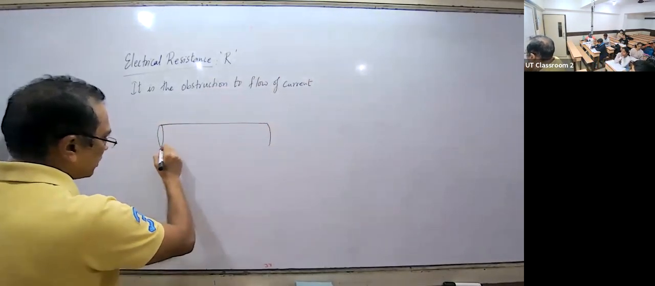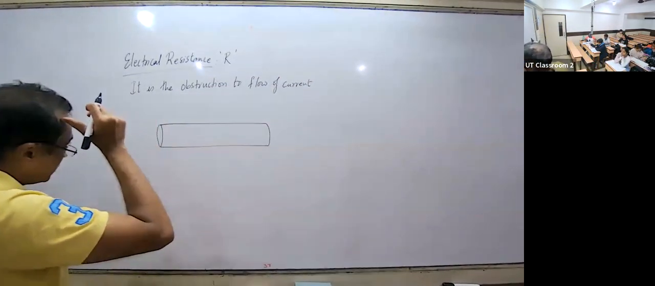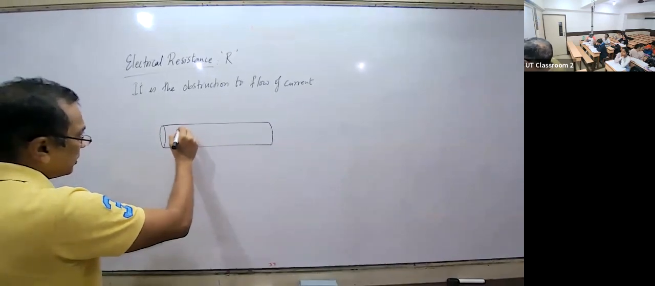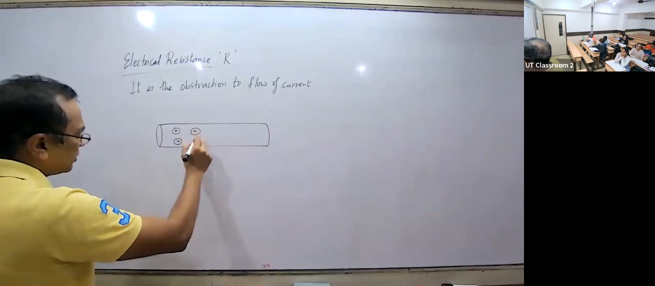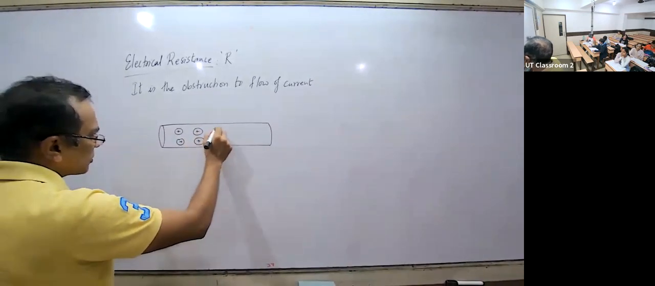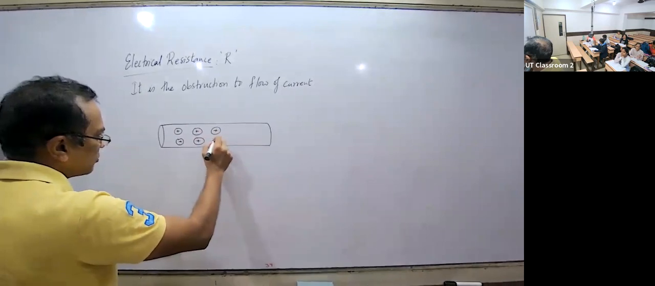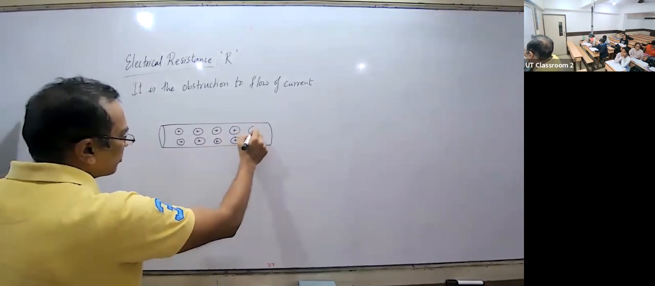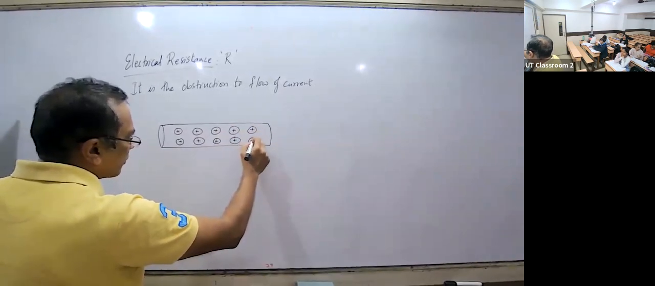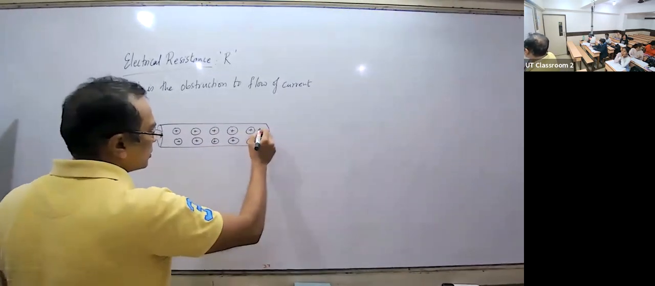Suppose this is a conductor, right? In the conductor you have a lot of positive ions and free electrons, right? Any conductor has to have a lot of free electrons for current conduction to take place. So this is how it is.